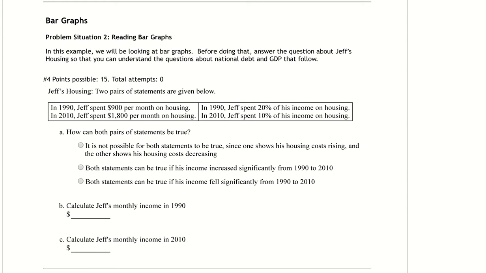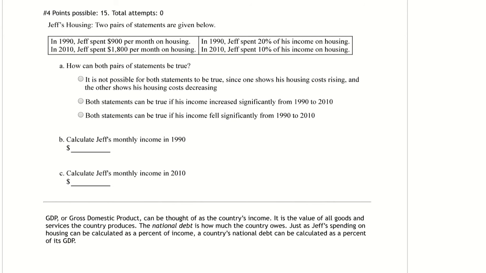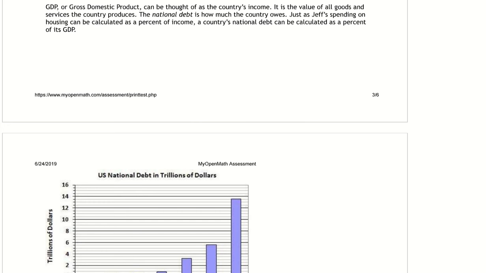Bar graphs. So the questions about Jeff's housing should look familiar. And we're talking about his income increasing maybe over the last 2 decades. So you want to be able to calculate his income over those decades. And we looked at the formulas in a previous video. So check the class notebook for more tips if you don't recall that.